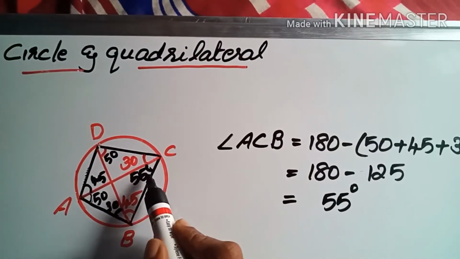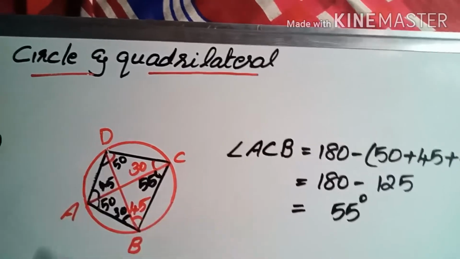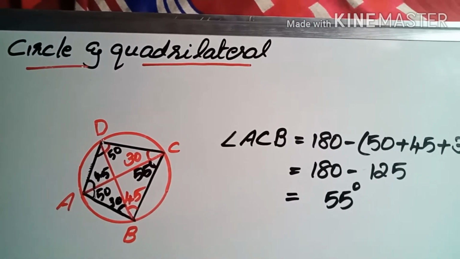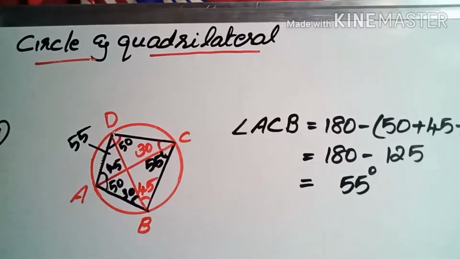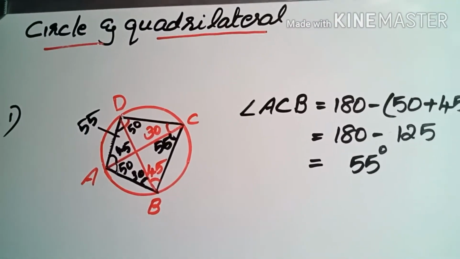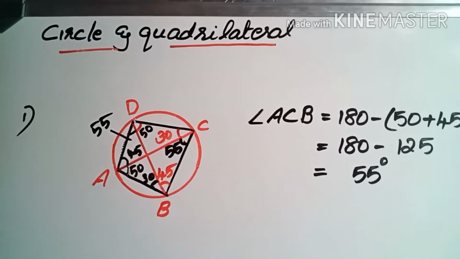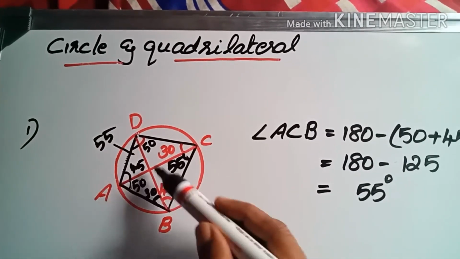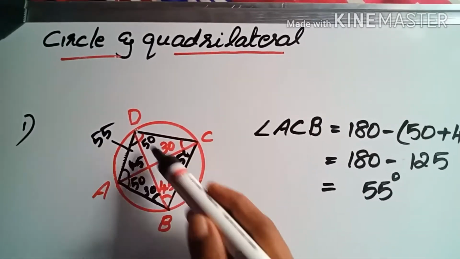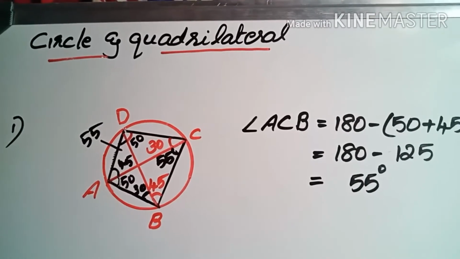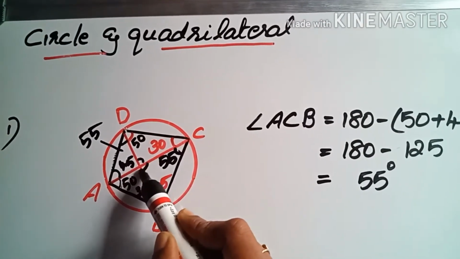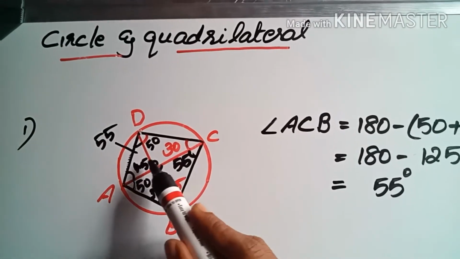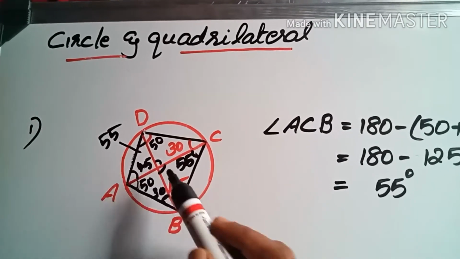If this is 55 degrees, what will this angle be? That will also be 55 degrees. Now one more thing we need to find: the angles around the diagonals. Angle around the diagonal means these in-between angles. Any two is enough. Next will be the opposite angles.